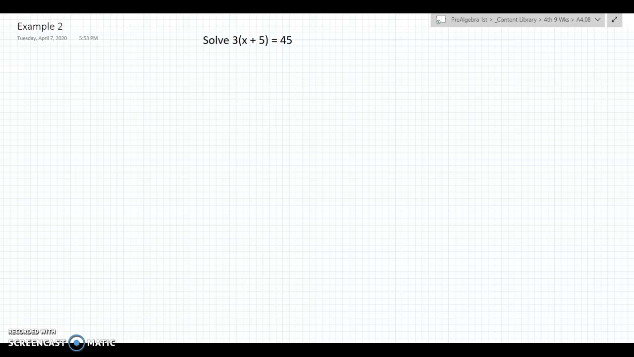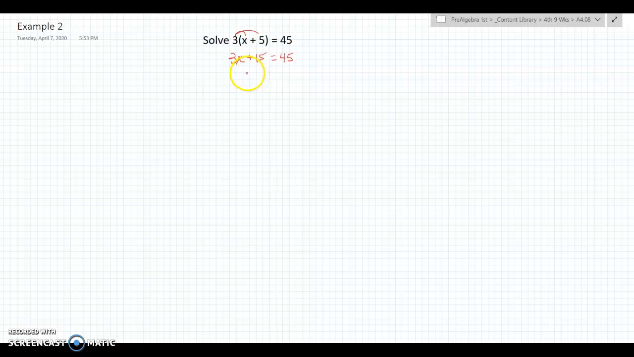So the first step that we want to perform is to do the distributive property to simplify the left-hand side. So I'll start off by multiplying 3 times x, which gives me 3x, plus 3 times 5, which is 15. And that equals 45.